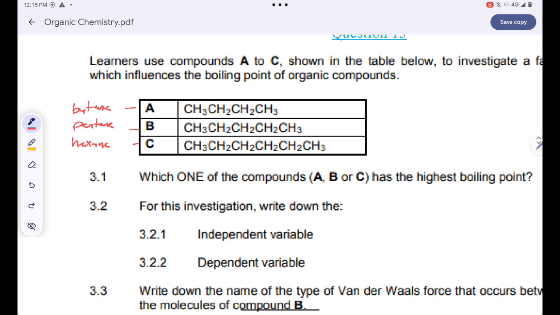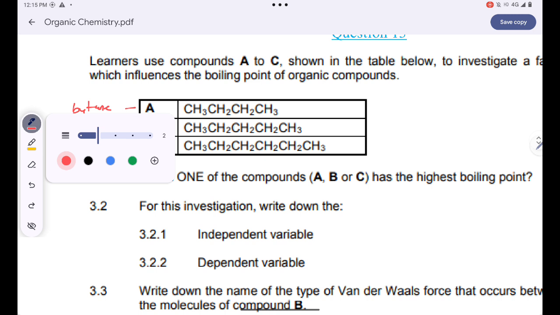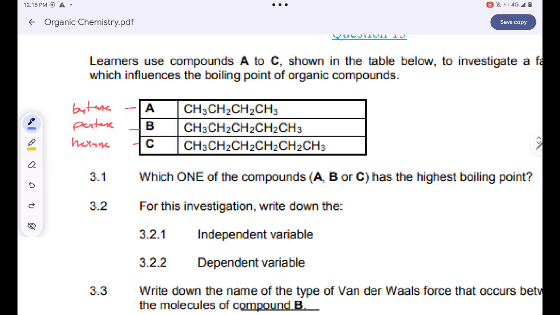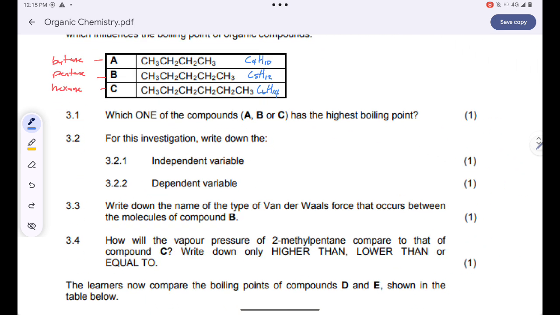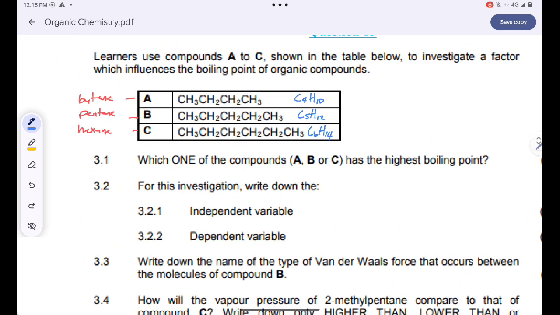The types of intermolecular forces that are present within alkanes are called London forces altogether. The molecular formula of each, I'll simply have C4H10, C5H12, C6H14. Which one of the compounds has the highest boiling point?